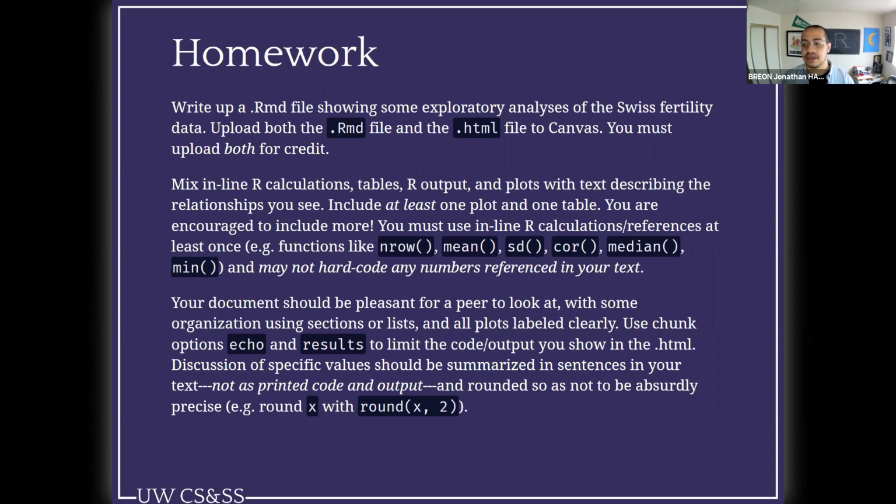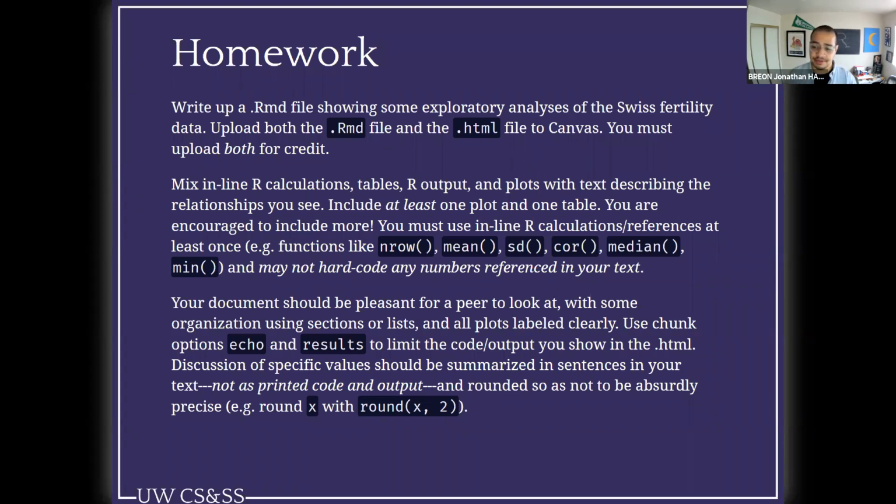These are functions like nrow, which tells you the number of rows in a data frame, mean, which gives you the arithmetic mean, sd, which gives you the standard deviation, cor, which gives you the correlation, median, which gives you the median, and min, which gives you the minimum value. And you may not hard code any numbers referenced in your text.